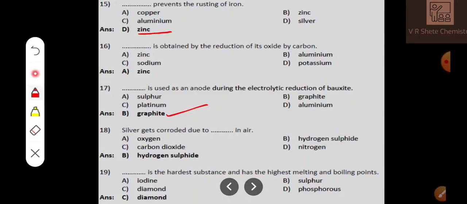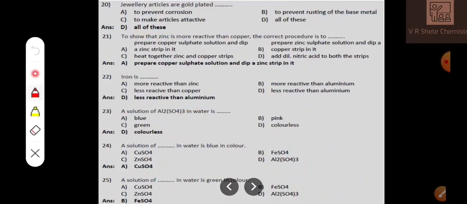Diamond is the hardest substance and has the highest melting point. Diamond is also an allotrope of carbon, which has a high melting point and boiling point. Jewelry articles are gold plated.